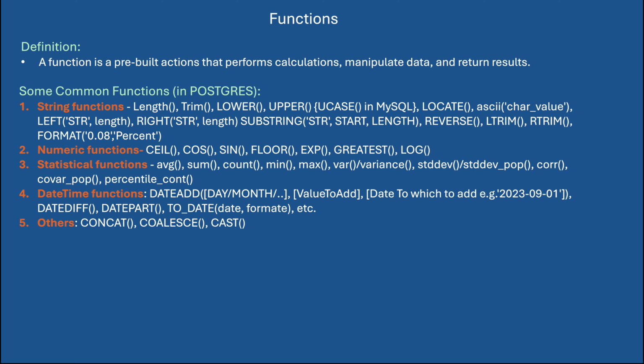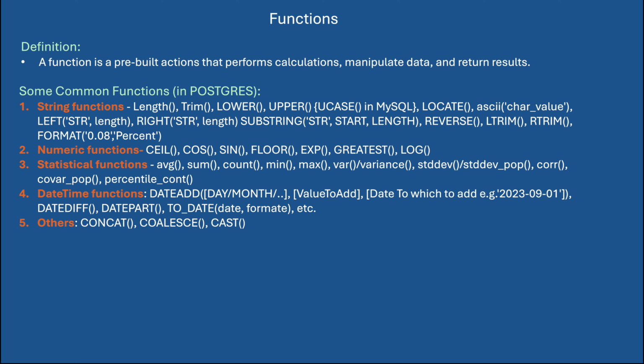Some of the common functions can be categorized into the following categories: string functions, numeric functions, statistical functions, datetime functions, and others. In terms of string functions, we have length, which gives the length of the string; trim, which trims the white spaces on the string; lower to convert a character into lowercase; upper to convert a character into uppercase. In Postgres, we use upper, whereas in MySQL, you use the ucase function to convert to uppercase; locate to locate a value in the string; ASCII to convert a character value to an ASCII value; left to get a substring from the left side given the length of the string.